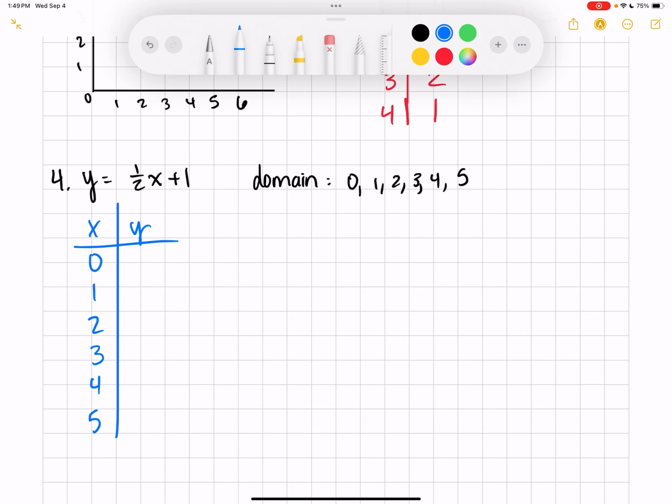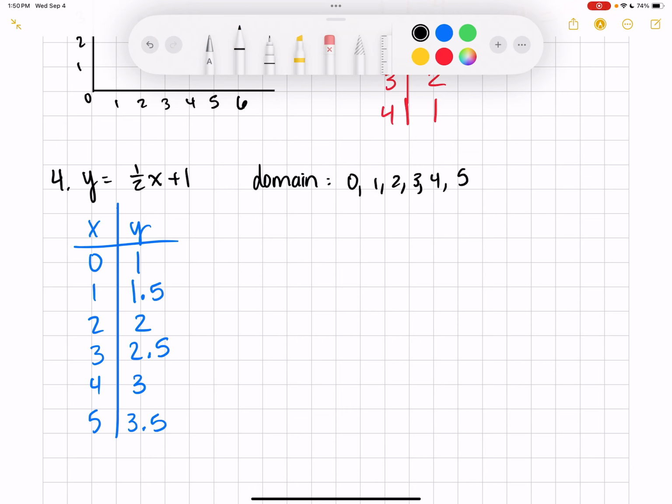Maybe 1 for this one. Yep, 1 for that one. When I plug in 1, the next one will be 1.5. 1.5, and that's totally fine to convert them to decimals. 2. 2. 2.5. 3. 3.5. Yep.